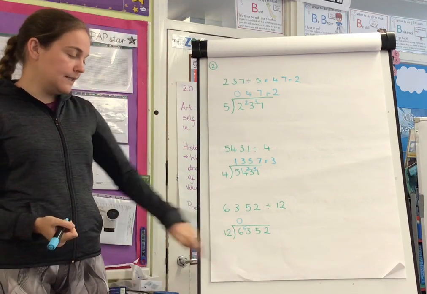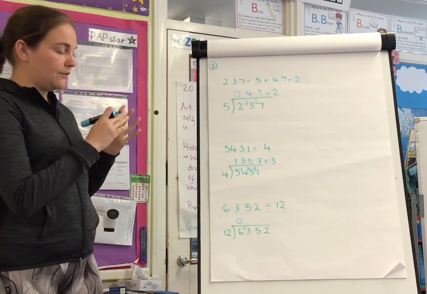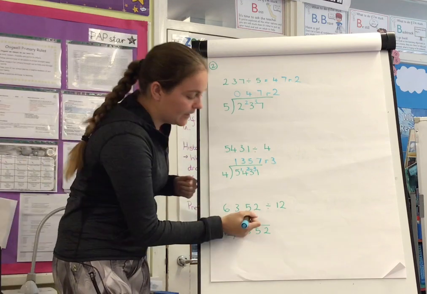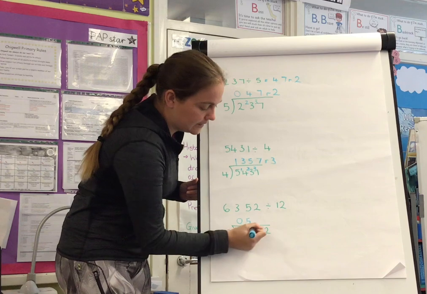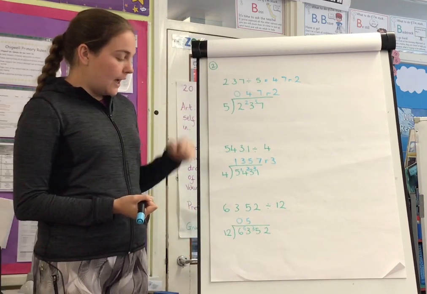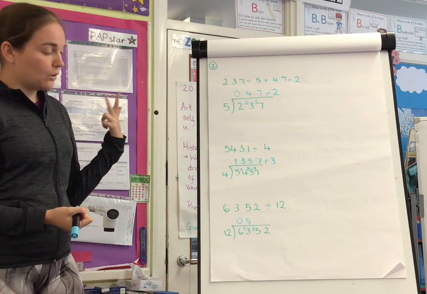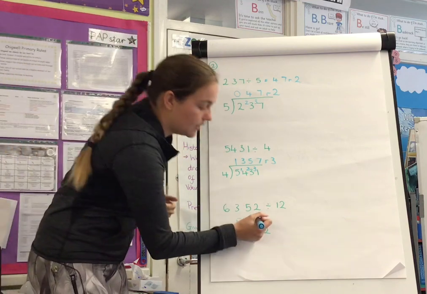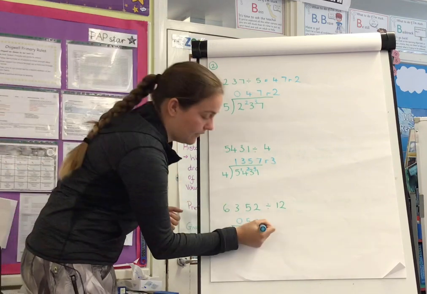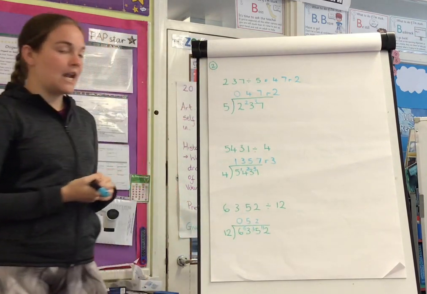How many 12s are in 63? So we've got 12, 24, 36, 48, 60, 72 is too big. So it's 5, which is 60 with 3 left over. How many 12s go into 35? We've got 12, 24, 36 is too big. So it's 2, which is 24. And then I need to count from 24 to 35 is 11. So I'm carrying over 11.